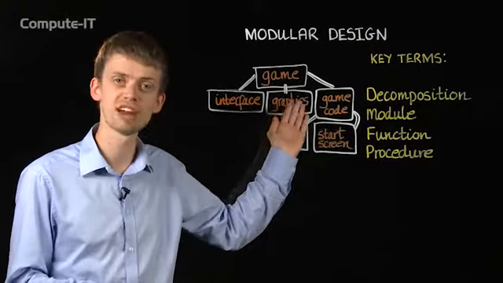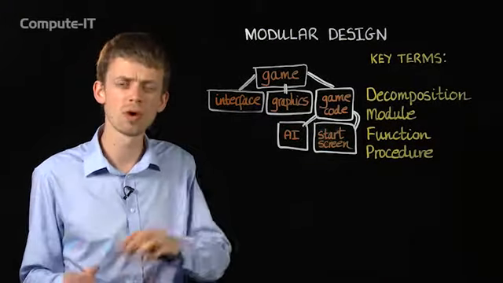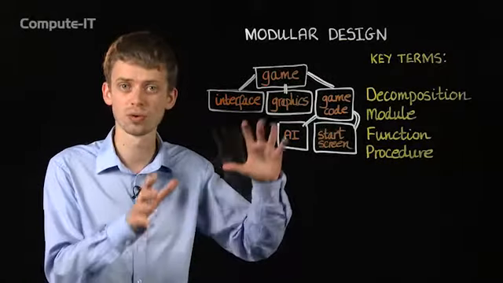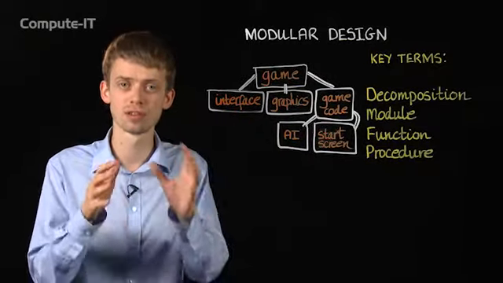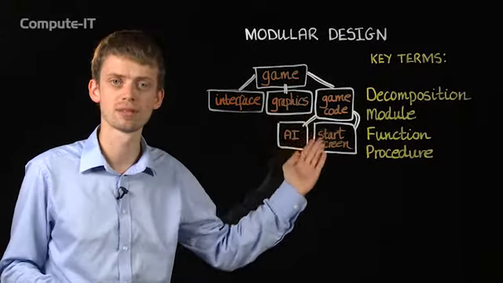So for example, with graphics, we could break that problem into: what are the graphics for the characters? What are the graphics for the player? What are the graphics for the background? So breaking this down a little bit further.